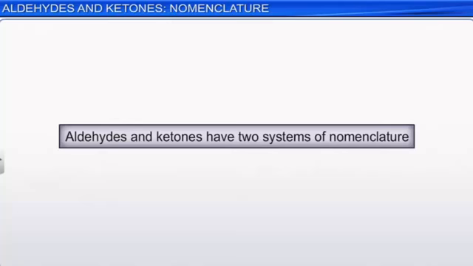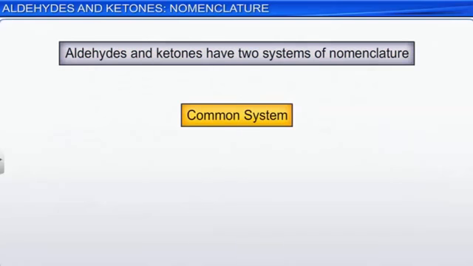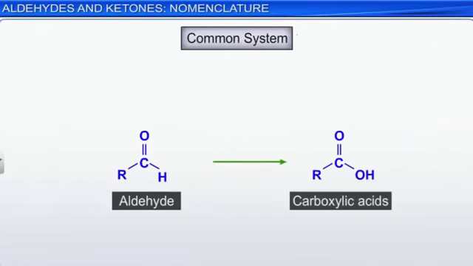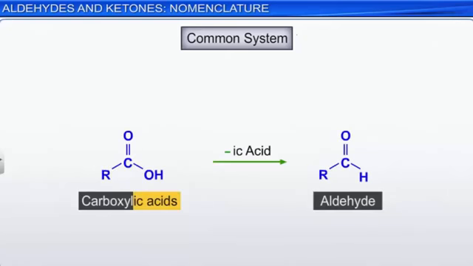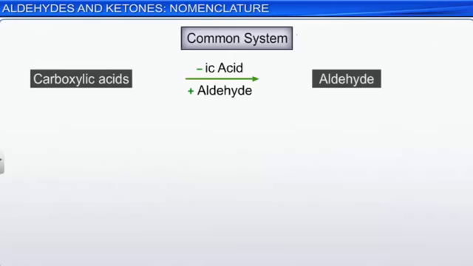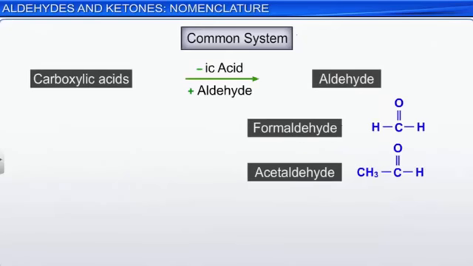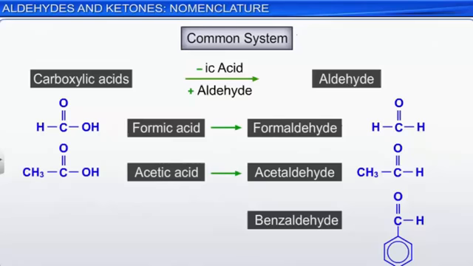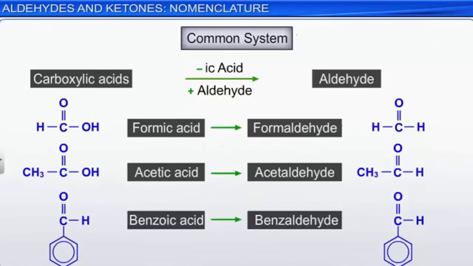Like other organic compounds, aldehydes and ketones also have two systems of nomenclature. They are the common system and the IUPAC system. The common names of aldehydes are derived from the names of the corresponding carboxylic acids that they form on oxidation. They are named by replacing the -ic acid of carboxylic acid by aldehyde. Thus, the aldehydes formaldehyde, acetaldehyde, and benzaldehyde are named after formic acid, acetic acid, and benzoic acid respectively. As you can see, they are named by replacing the suffix -ic acid with aldehyde.